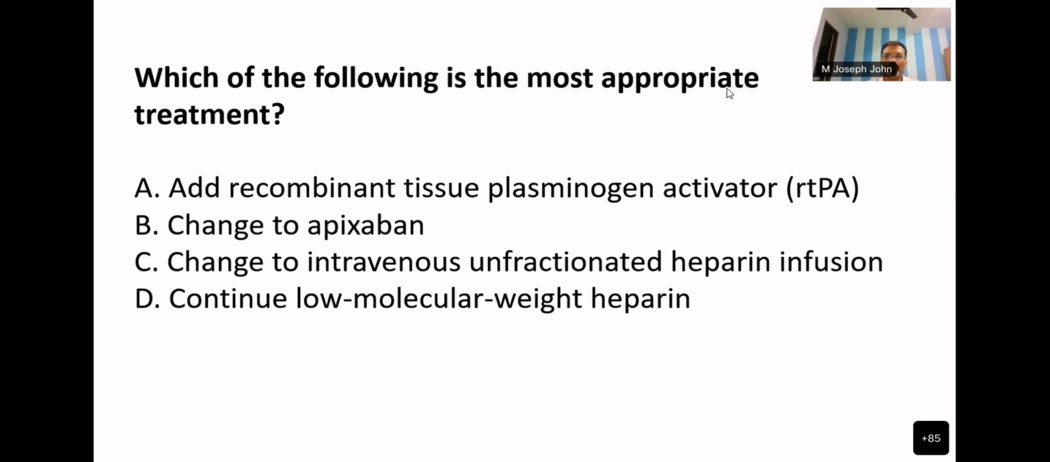Which is the most appropriate treatment at this point? Can somebody type in the chat box, please? Shiva can answer. I am not able to access the answers there. So if Subha has the answers, please. Sir, people are just starting to type. I've not got any response yet.